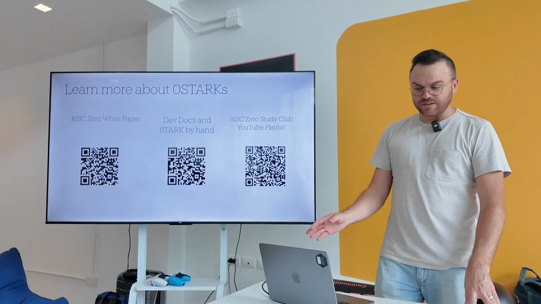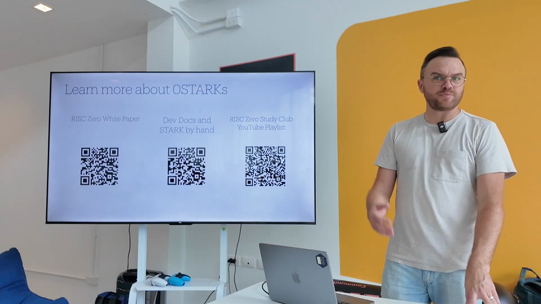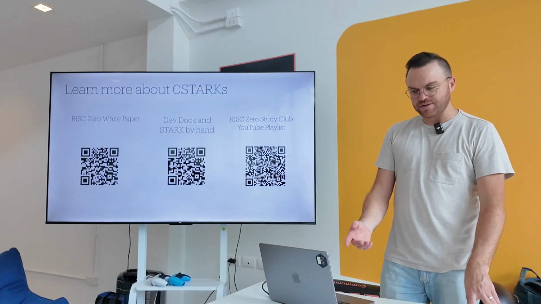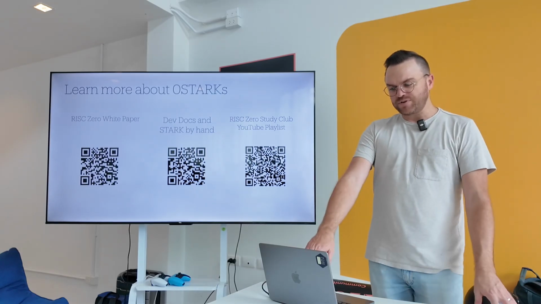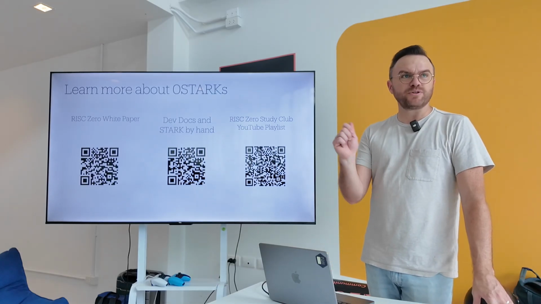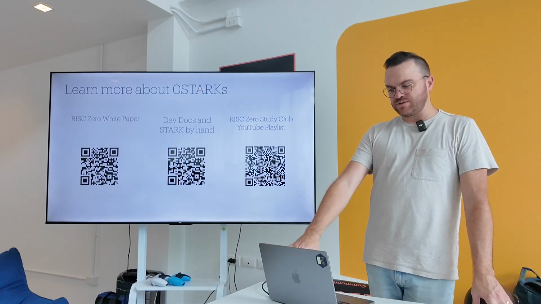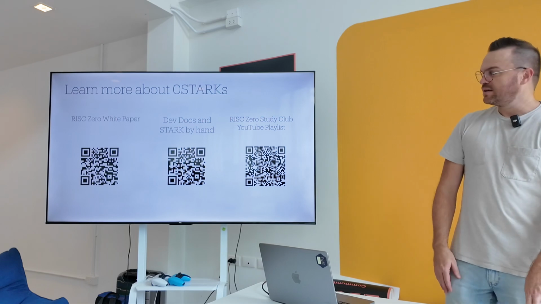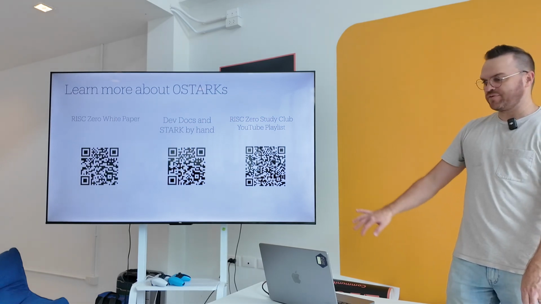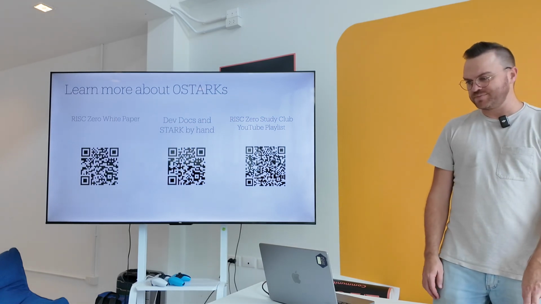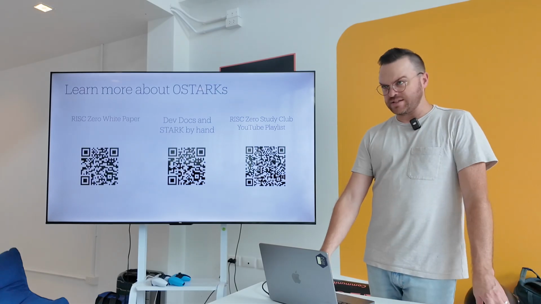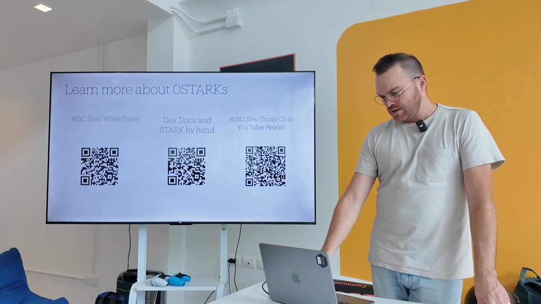If you want to go a little deeper on the proof system, I know some people were talking about it. There are a couple of links here: the RISC-0 white paper. The dev docs include a nice Stark by hand tutorial, literally handwriting out a Stark and how it works. And then this YouTube playlist is also quite nice if you want to get into the RISC-0 study club. So that's some more resources you can go deeper on if you'd like to.